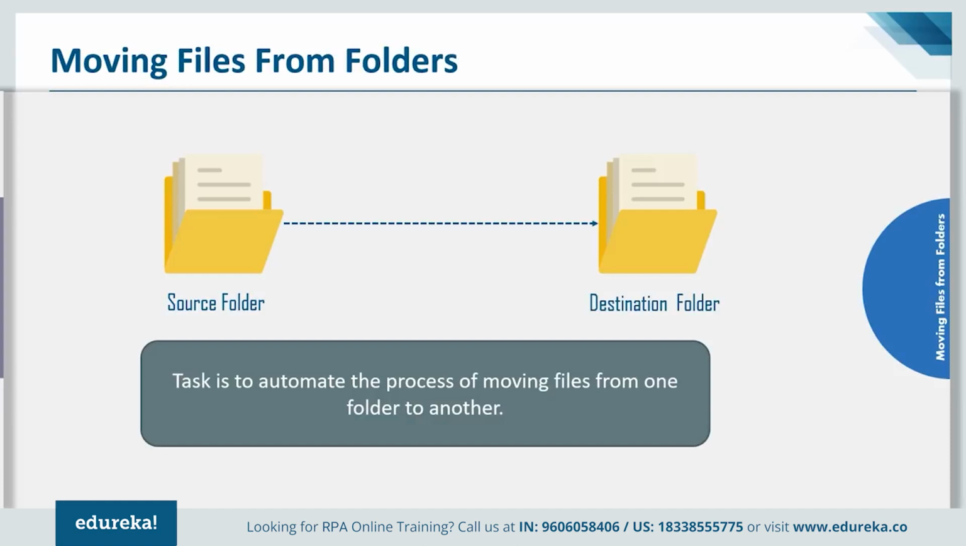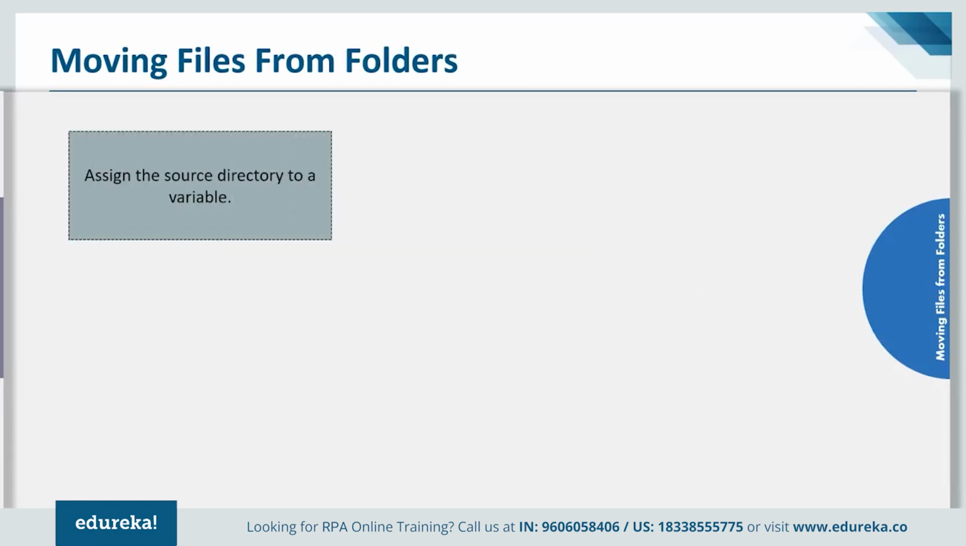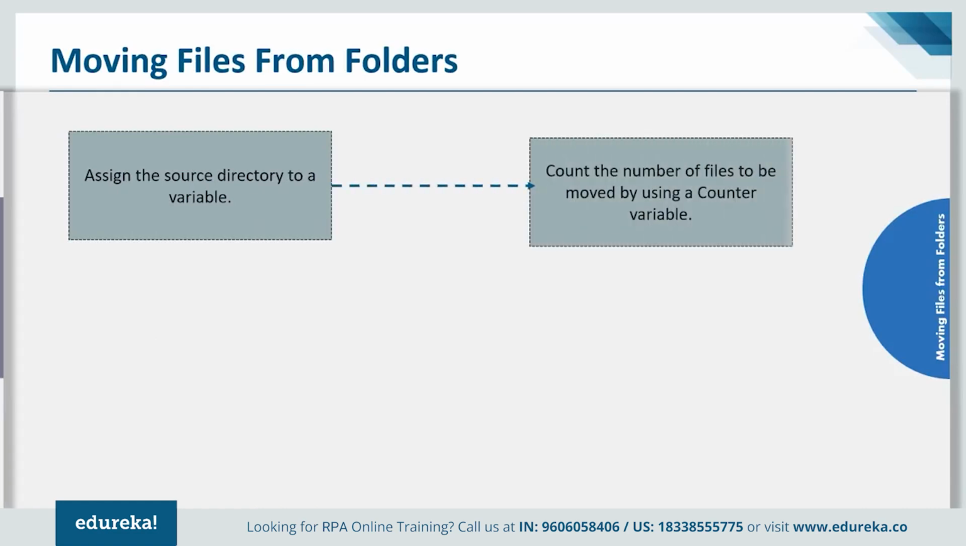But over here, let me give you a simple example of how you can move your files from the source folder to the destination folder on your desktop. Before I switch back to my UiPath, let me tell you the process workflow for this automation. We're first going to assign the source directory to a variable. Then we're going to count the number of files to be moved by using a counter variable. And then we'll make sure that the number of files to be moved is displayed in a message box.